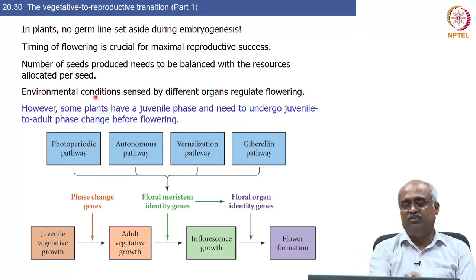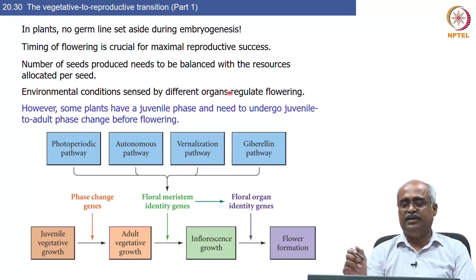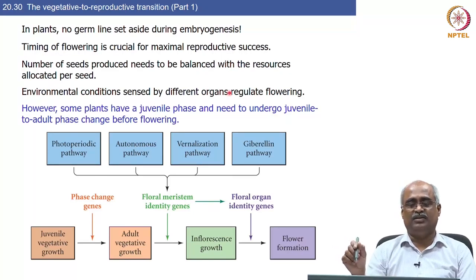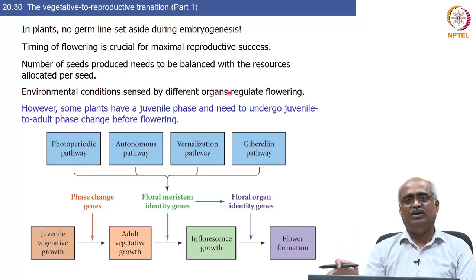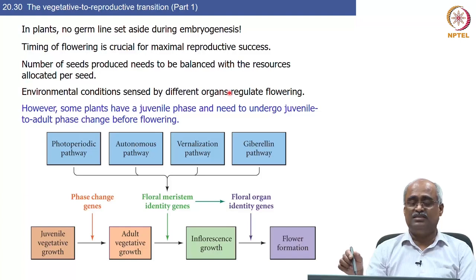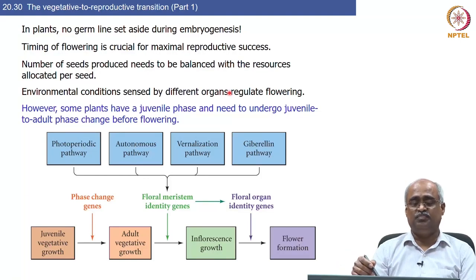So the main point is environmental conditions sensed by different organs regulate flowering. The sensing is done by different organs like leaves primarily, and then root as well as stem. All of them are important, but the primary sensing is the leaves.